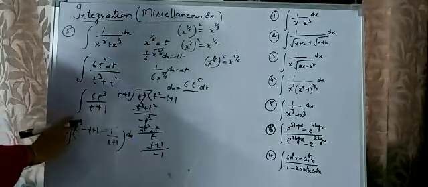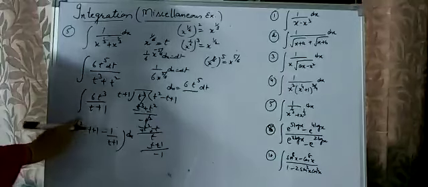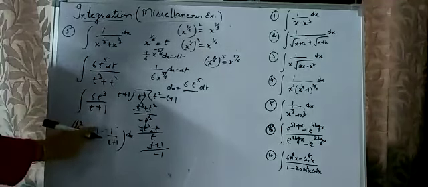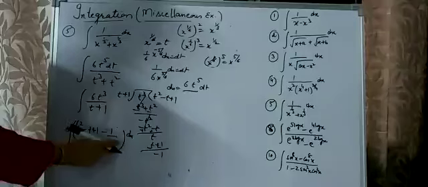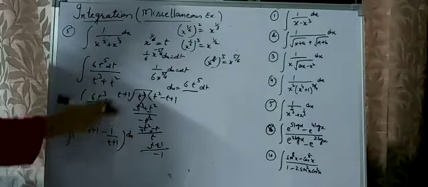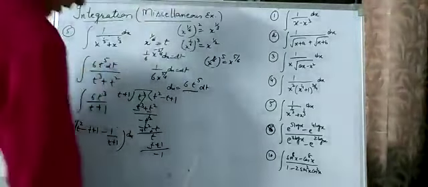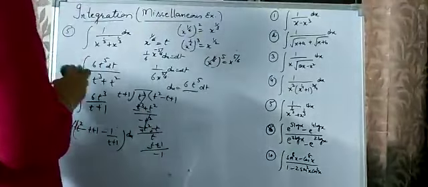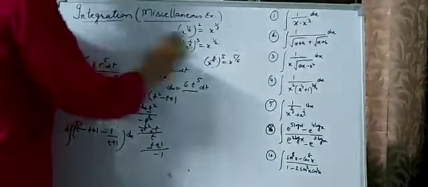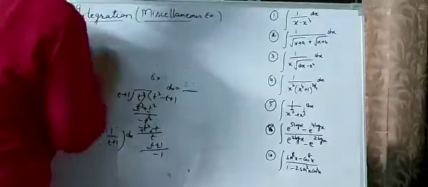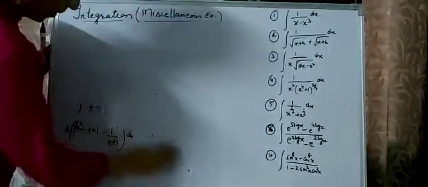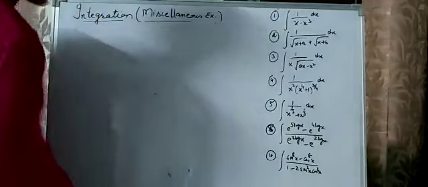What is the integration of this t square? T cube by 3 minus t square by 2 plus t minus log of t plus 1, with 6 outside, plus c, and then we put back the value of t, that is x raised to power 1 by 6. So here we took x raised to power 1 by 2 and 1 by 3 with the common power of x raised to power 1 by 6.